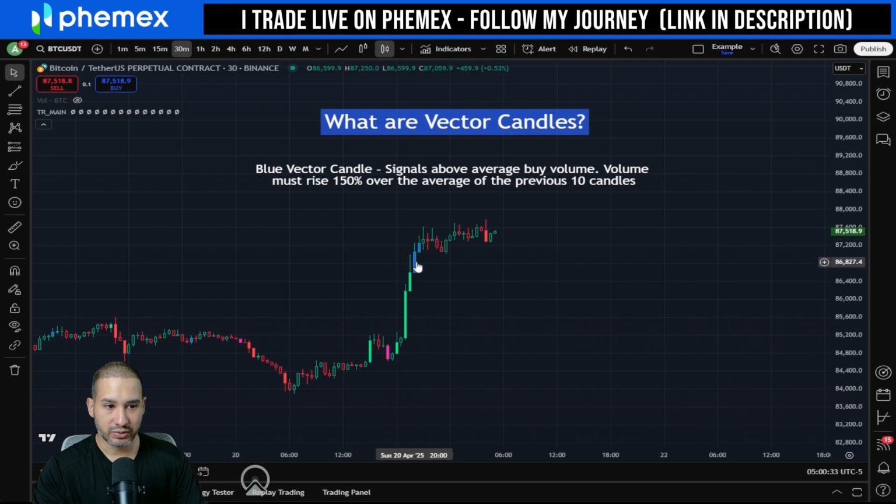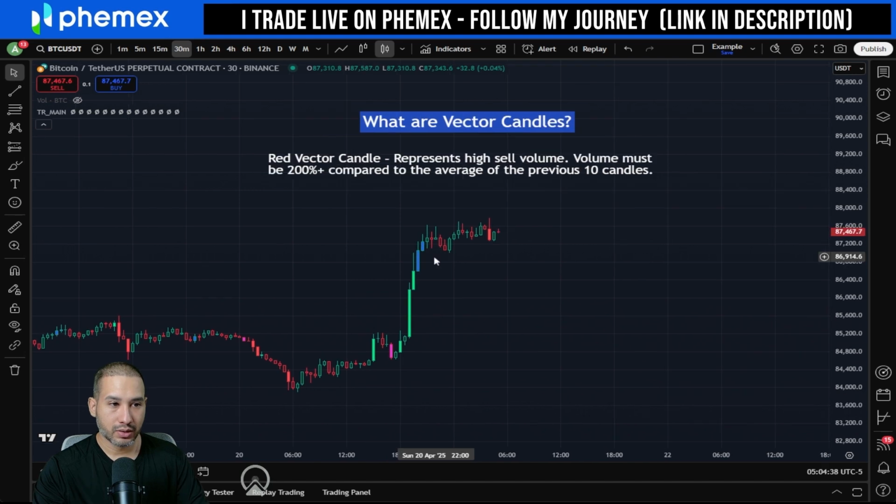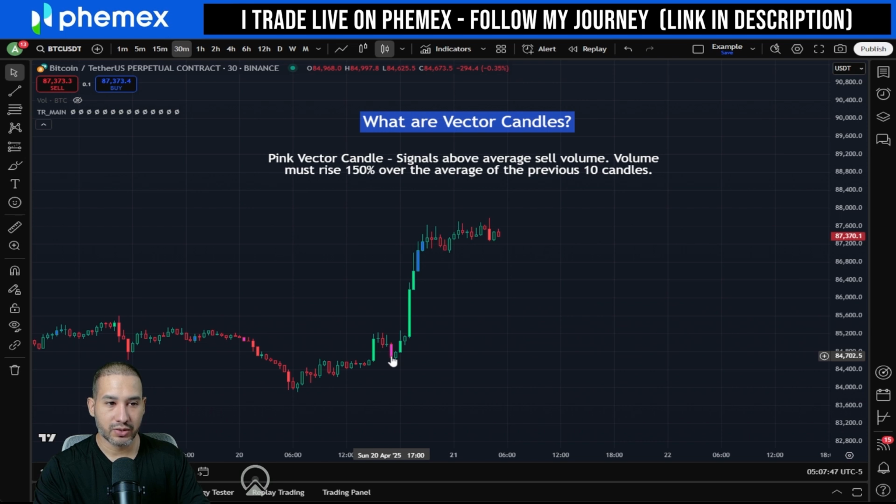So here we have some blue vector candles. And next we have the red vector candle. It represents high sell volume. Volume must be 200% compared to the average of the previous 10 candles before it. And last we have the pink vector candle. Signals above average sell volume, and the volume must rise 150% over the average of the previous 10 candles.